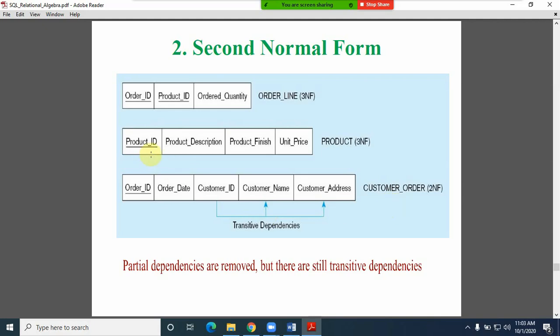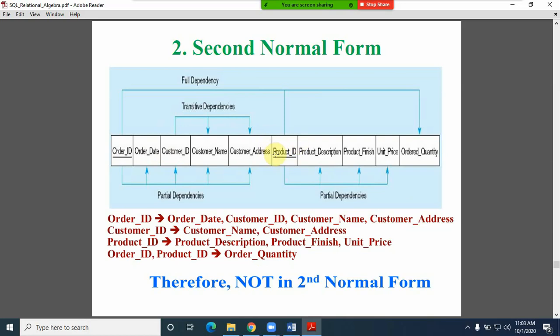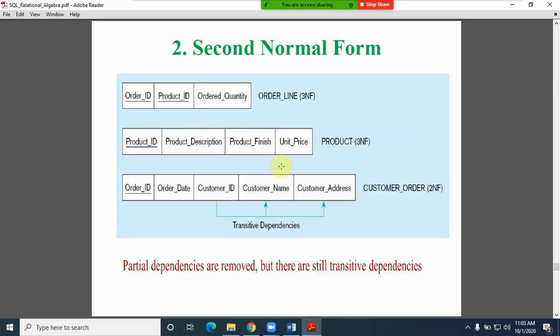And another relationship is, if you refer to the product ID, which are all the partial dependencies we have observed? Product description, product finish, unit price are partially dependent. So what we are doing is we split the order ID and product ID into two separate tables. One order ID table we have created, and the second is related to this product ID. Again we are having product description, product finish, and unit price. As all these are fully functionally dependent on this product ID, we can say this is in the second normal form.